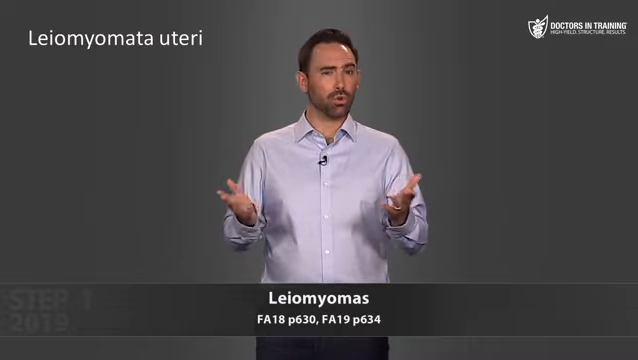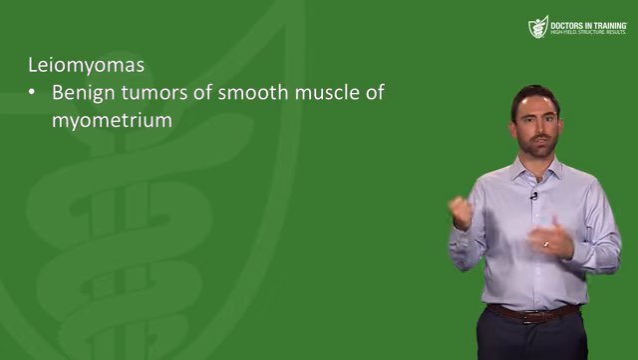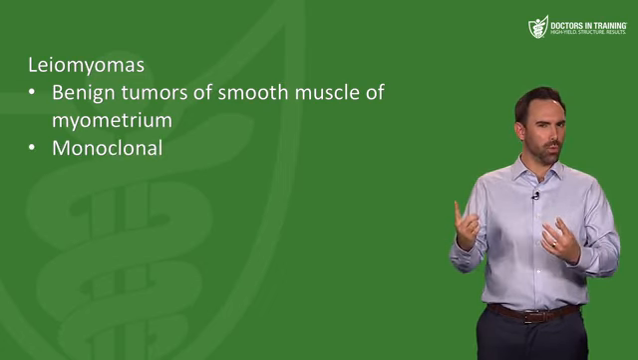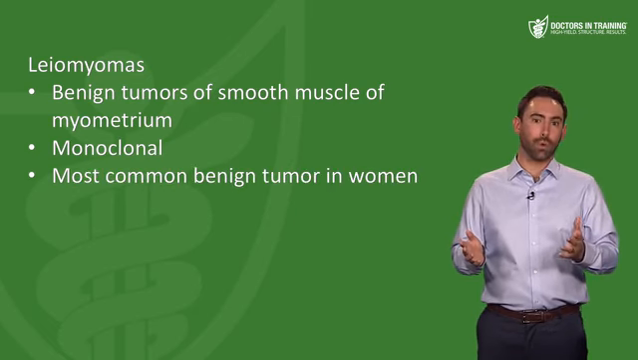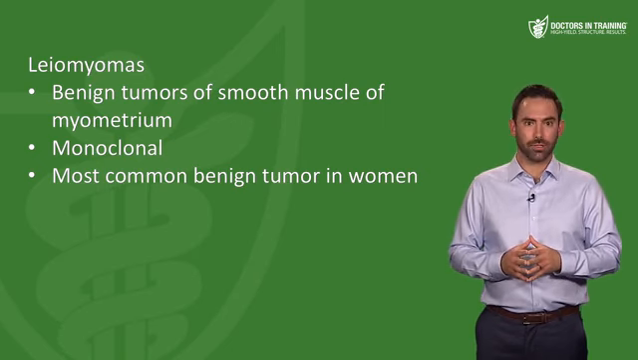Next, let's move on to leiomyomas. Leiomyomas are more commonly known as uterine fibroids. NBME refers to them as leiomyomata uteri in their STEP questions, but no one in real life calls them that. These are benign tumors of the smooth muscle of the myometrium. They're monoclonal, meaning that each one arises from one cell, and they're extremely common, the most common benign tumor in women. Some estimates are that 70 to 80% of women have leiomyomas.